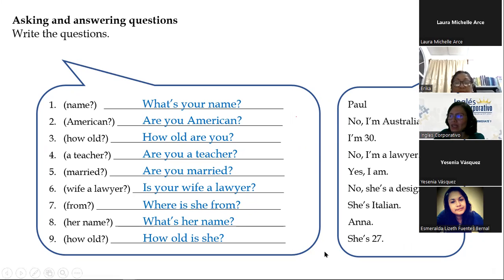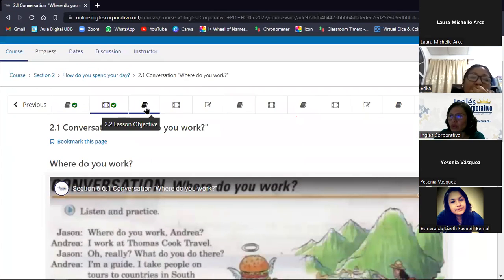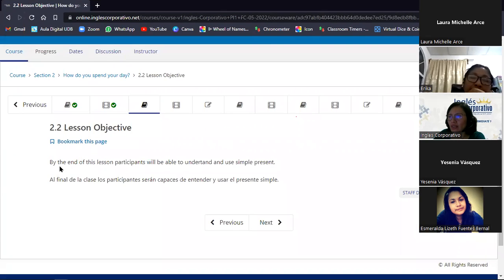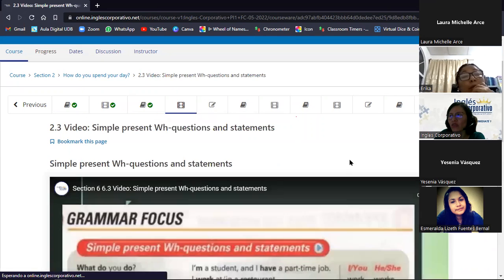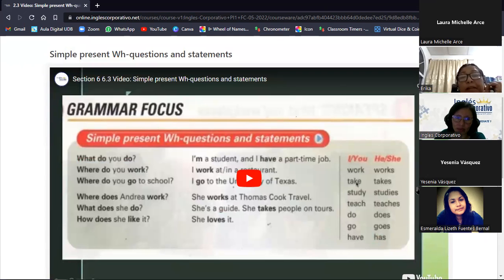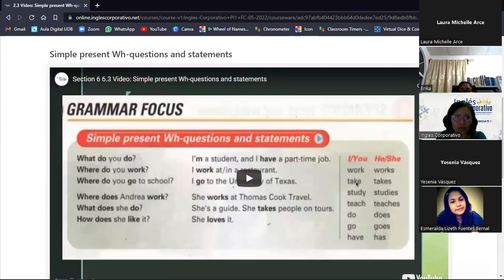So guys, this is the way in which we're going to be working, just no questions and information questions, right? And well, tomorrow we're going to continue with section two, ¿verdad? Hoy solo tuvimos pues parte de la introduction because section two deals with both questions. Now in the next one, it says, by the end of this lesson, participant will be able to understand and use simple present. Ya mañana pues vamos a hablar un poquito acerca de las WH questions, pero esta vez con present simple. Lo que vimos con el verb be, guys, solo es el present simple, pero solo con verb be.